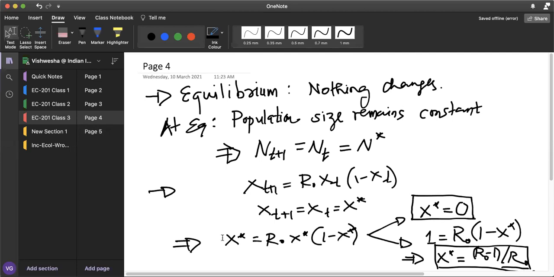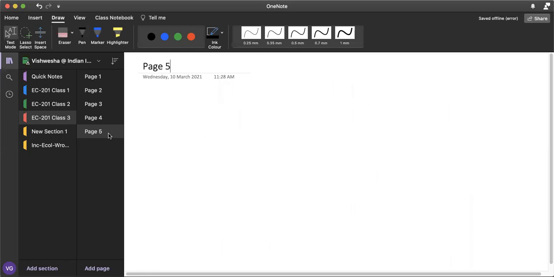Do you see my pointer now? Are you talking about from here? How did I get these two? Okay, let's just do it maybe slowly. Let's go to the next page, and I will do it a bit slowly. Whenever you have an equation, what I'm trying to do is, there's an equation of this type now: x star is equal to R x star times 1 minus x star.